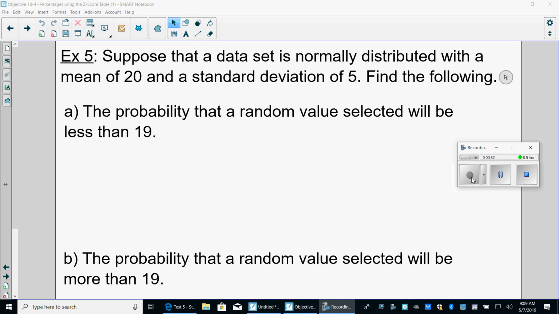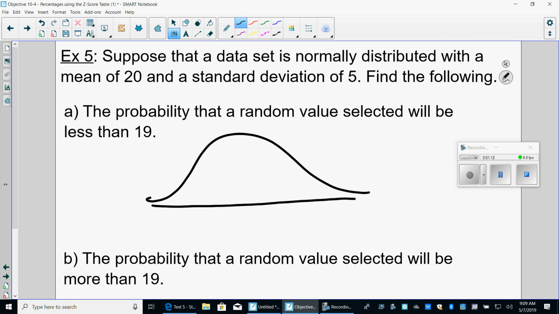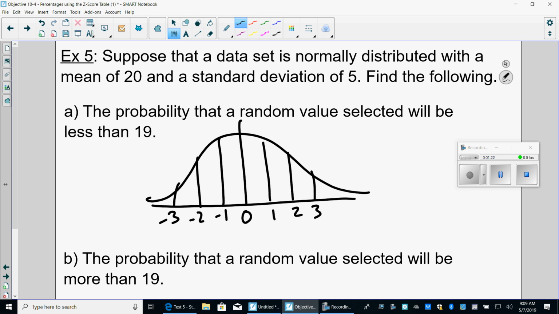Suppose that a data set is normally distributed with a mean of 20 and a standard deviation of 5. I want the probability that a random value selected will be less than 19. So can you draw a bell curve? Yes, let's do that. So we're going to draw the bell curve. 0, 1, 2, 3, -1, -2, -3. Mean is 20, and we have a standard deviation of 5.